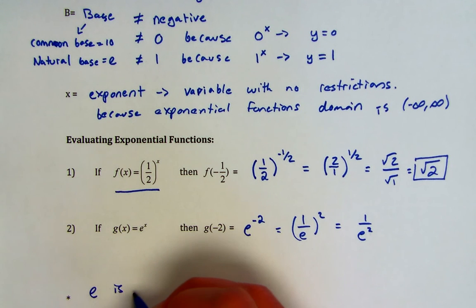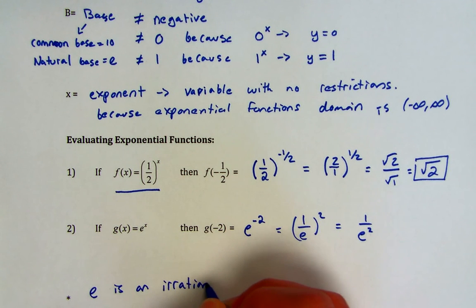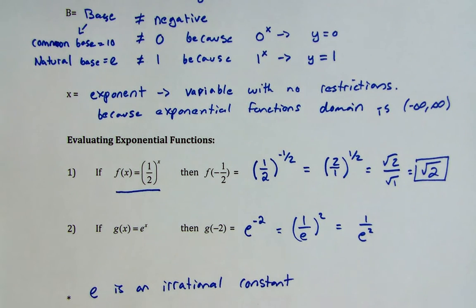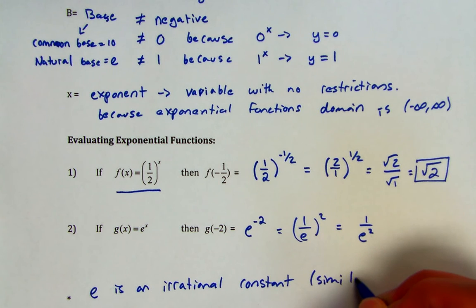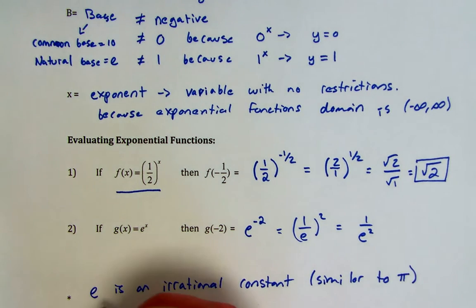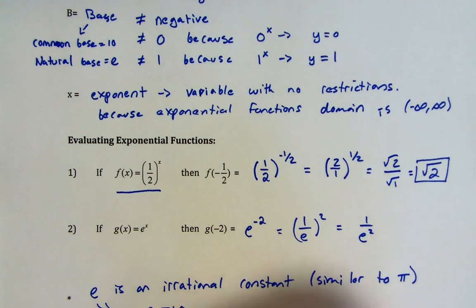So here, let's talk about e for a second. E is an irrational constant that is similar to pi, and it's approximately 2.718 and keeps going on, just like pi does.